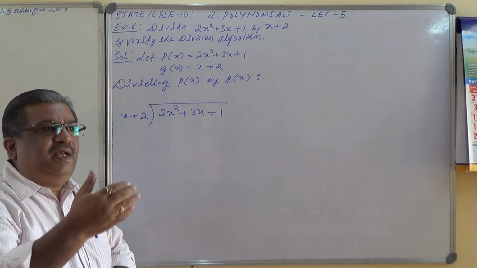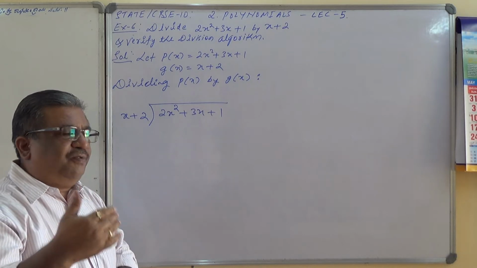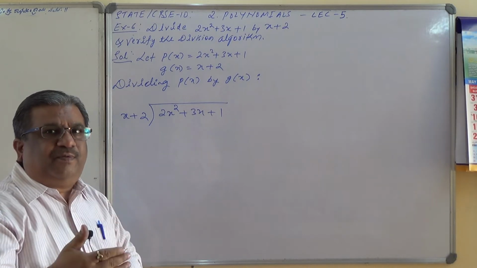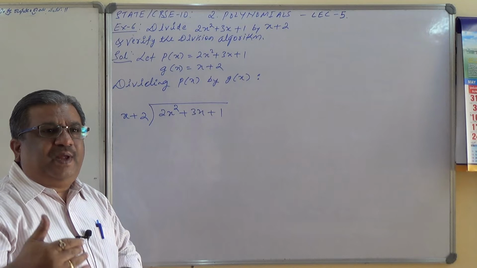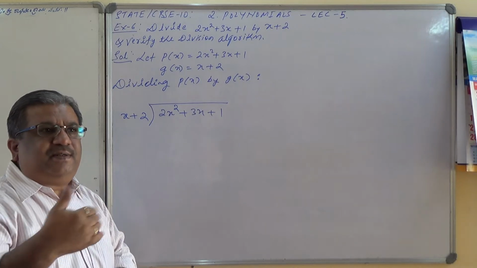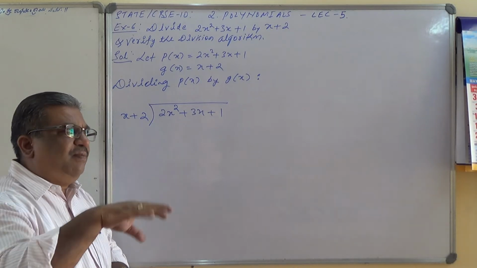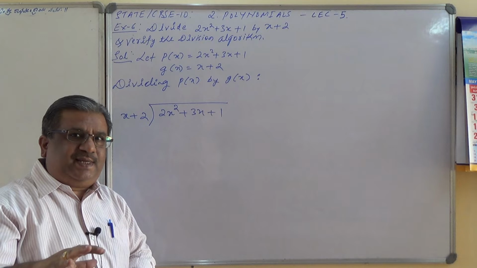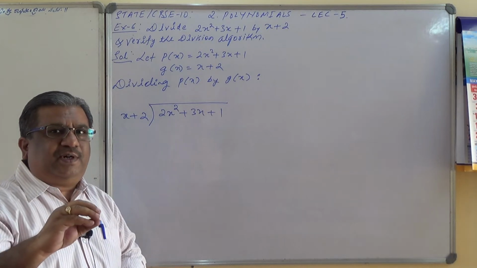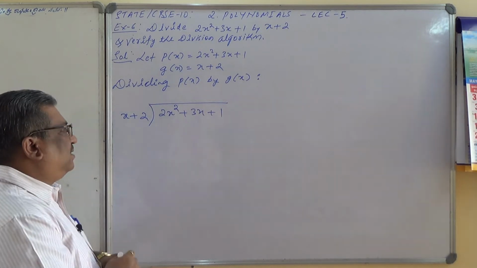For example, if the maximum power is 4, then x to the power 4, x cube, x square and x and then the constant term. This is the sequence that we need to follow. If some of these terms with certain power are missing, introduce 0 coefficient and that power. I hope you are understanding.